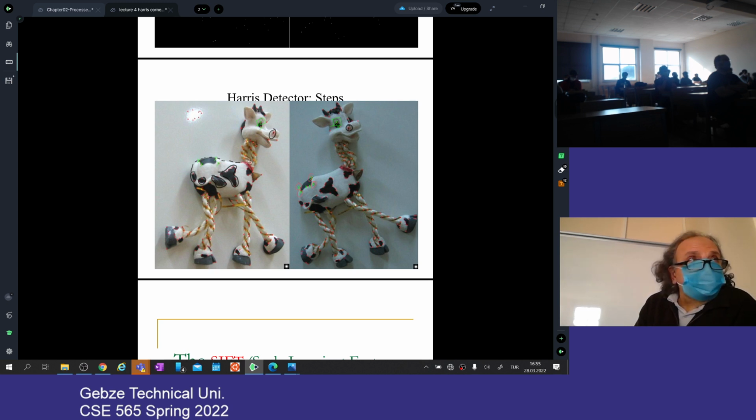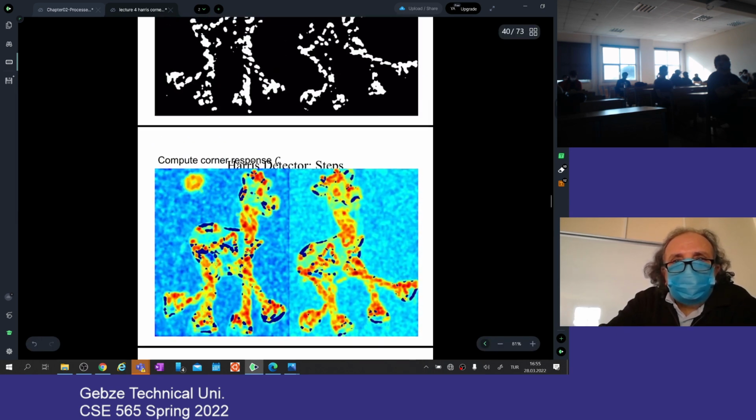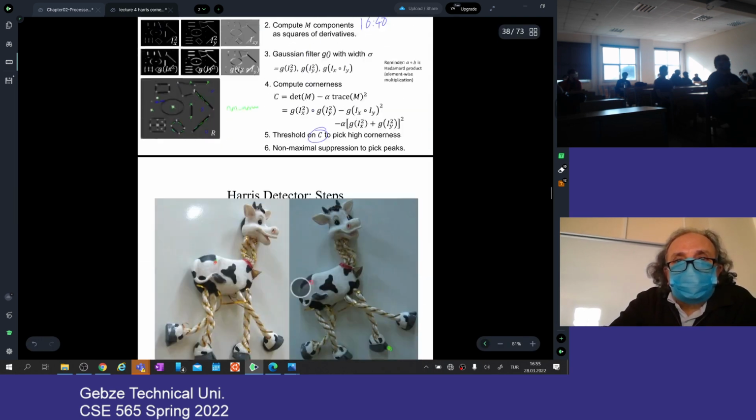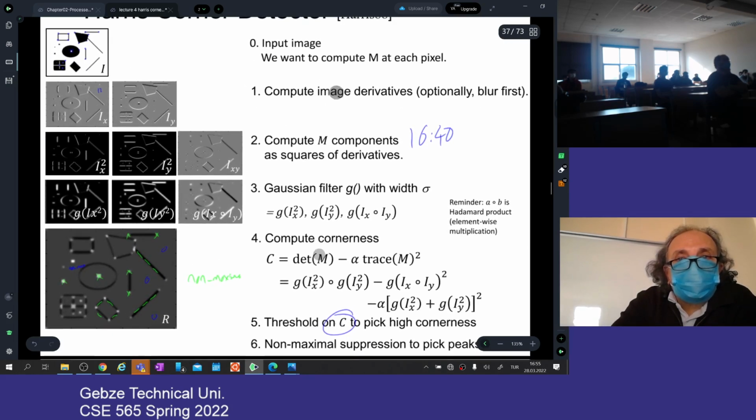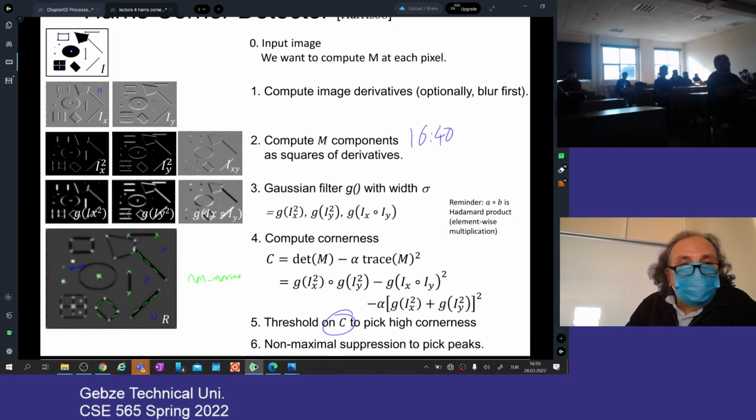Any questions? Yeah. Can you bring back the previous slide? Which one? This one? Yeah, this one. I didn't get the whole thing of the M in step 2. Compute M components as squared derivatives. How do we get the M? Like you showed us a matrix.